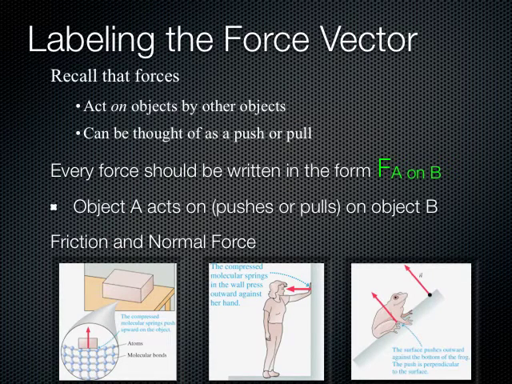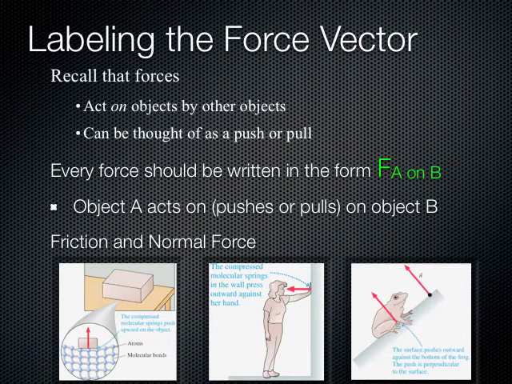We label the force vector to follow the rules of what a force is. It's got its direction represented by the vector and its amount. We label the force vector to represent that it's one object interacting with another object. Forces act on objects by other objects and are thought of as pushes or pulls. So every force should be written in the form of F, the force, of object A on object B, or object 1 on object 2.